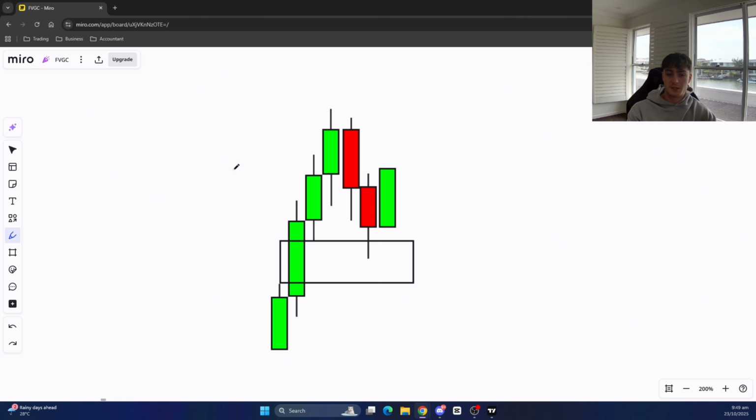This one's very, very simple. Again, we get a nice move to the upside, we get that pullback down, but the difference is we get no body closures inside of the bullish fair value gap at all. It is only just a wick delivery, and this could be for 4 or 5 candles. As long as they're all wicks, this is always going to be a higher probability delivery.